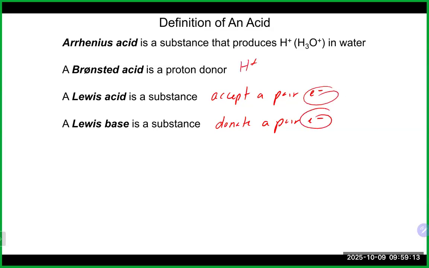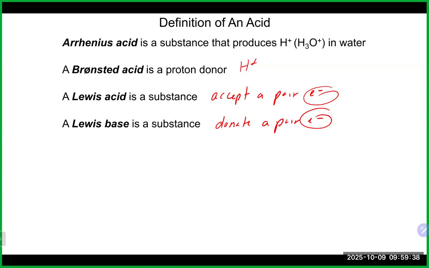Now, in order to donate an electron pair, you need to have some non-bonding electrons. A polar situation is pretty much good, or things that are negatively charged are typically really good Lewis bases because they have extra electrons to donate. Things that are good Lewis acids are things that are technically deficient in electrons.